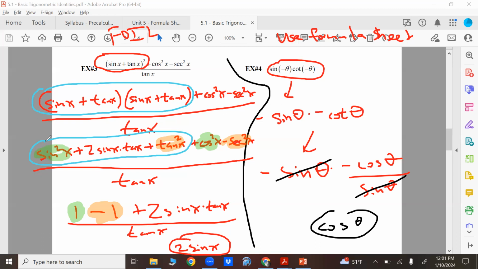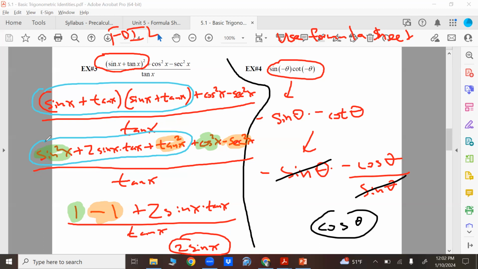You have two of them, right? And then every time... Oh, so 1 minus 1 goes away, right? So now you have all multiplication on top: 2 times sine x times tan x, or tan x, because these are all combined by multiplication, right? After the 1s go away, you cross out the tans.